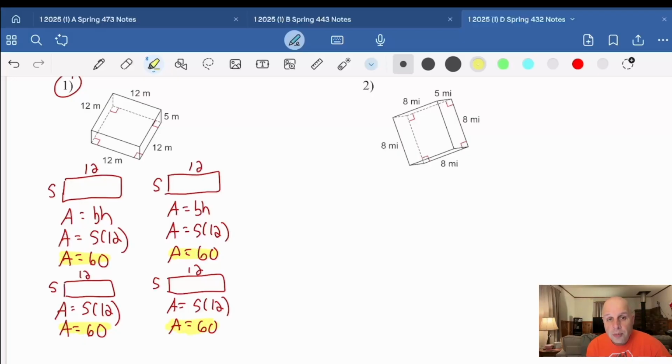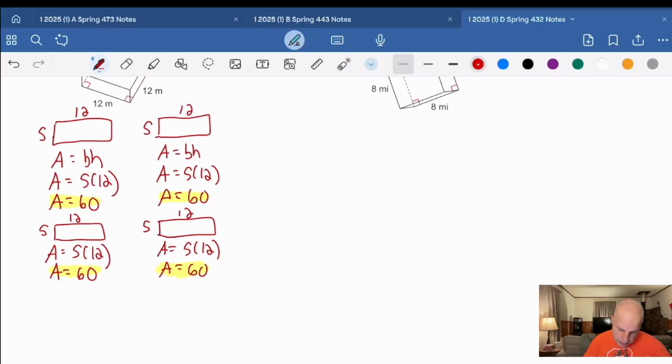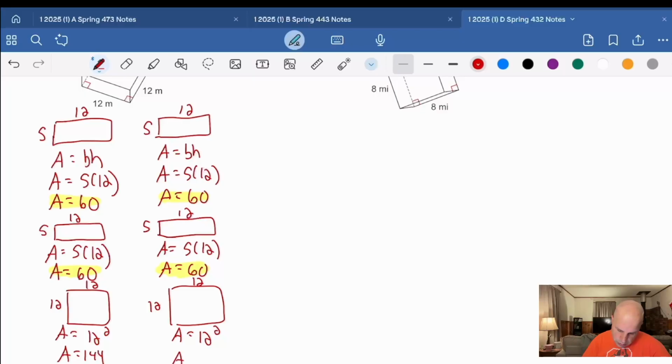Now what we want to do is get the other 2, in this case, the top and the bottom. So those are squares with dimensions 12 by 12. So area of a square is s squared. So we'll do 12 squared is 144. And then for this one, 12 squared, 12 times 12 is 144.